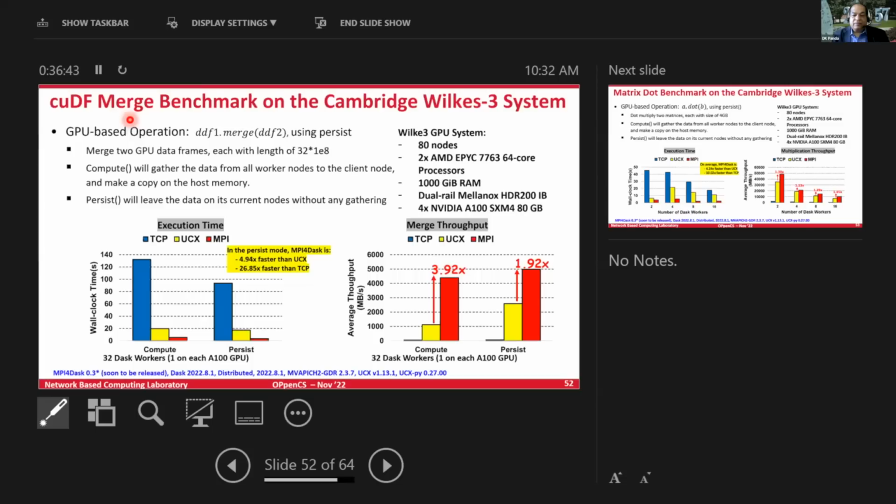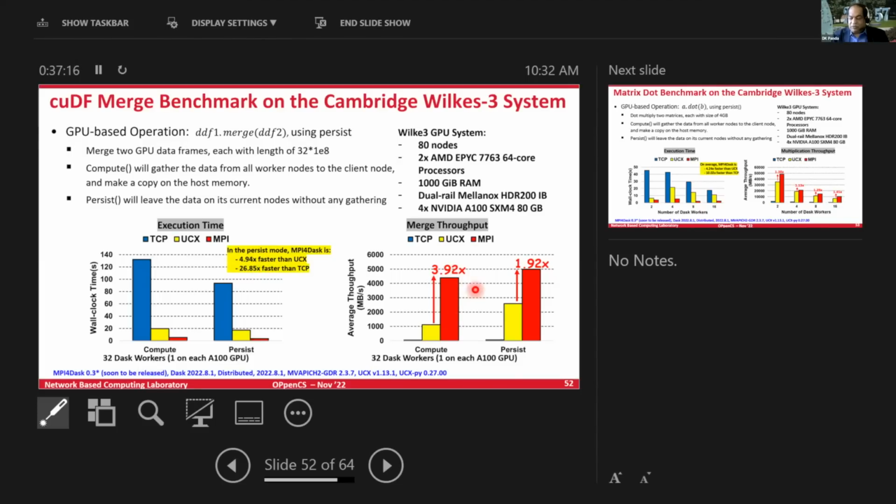And here, if you see some of the benchmarks like cuDF, this is running on the Cambridge Wilkes 3 system. As you can see, there are 32 Dask workers here using 800 systems. Common solutions, of course, you can run over TCP, but there is also the UCX layer you can run. But now with the MPI layer, as you can see, we are able to reduce this time in a very significant manner, like a 5x improvement over UCX.